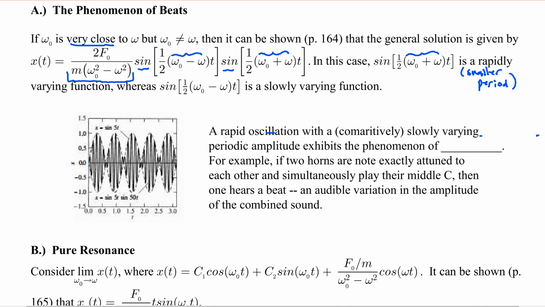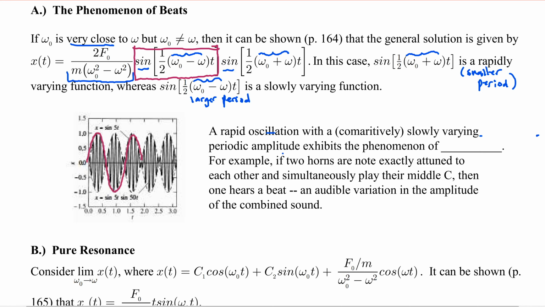Whereas sine of 1/2 of (omega naught minus omega) t is a slowly varying function. This number is smaller, which causes you to have a larger period. This leads to a very interesting graph. If I imagine, first of all, the sine wave with the larger period, I can see that here on the outline of this graph.